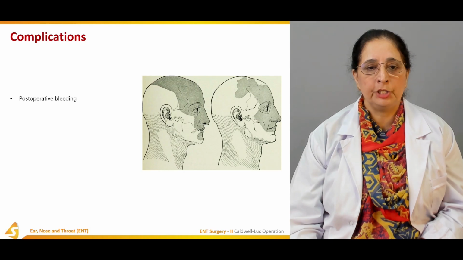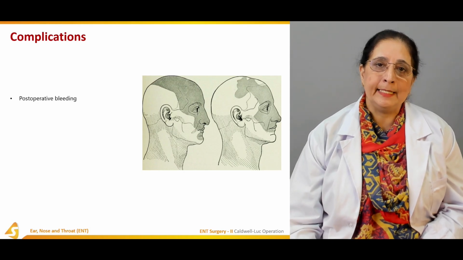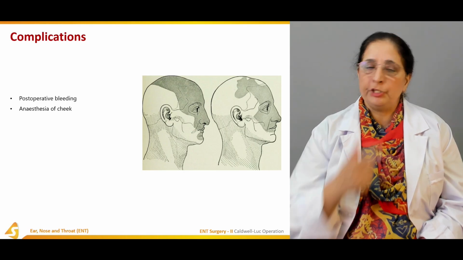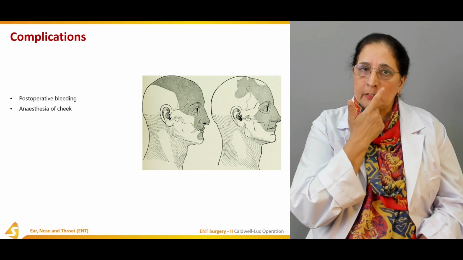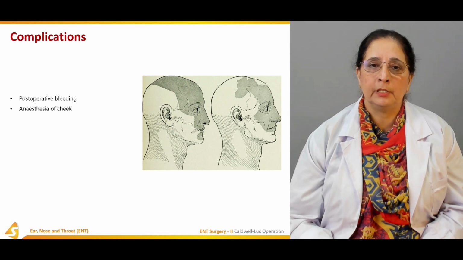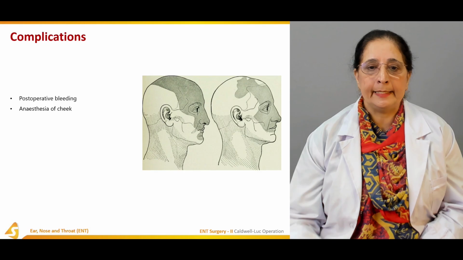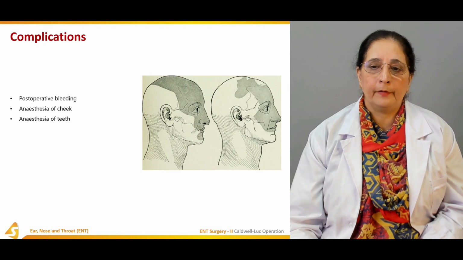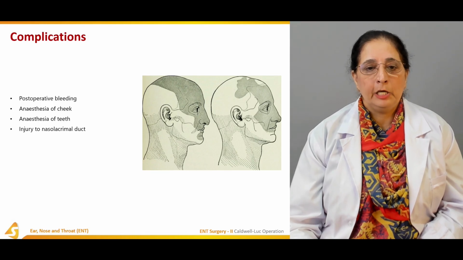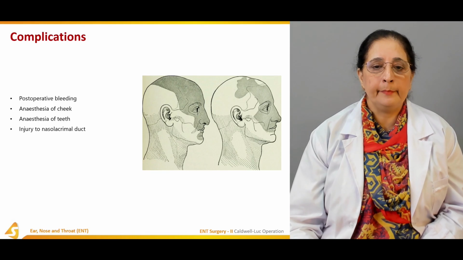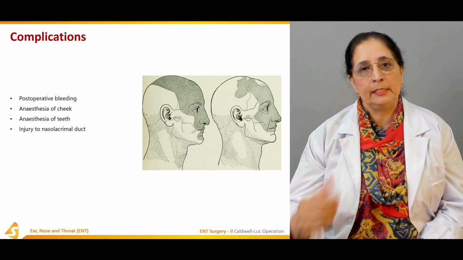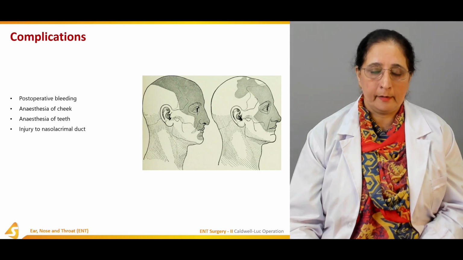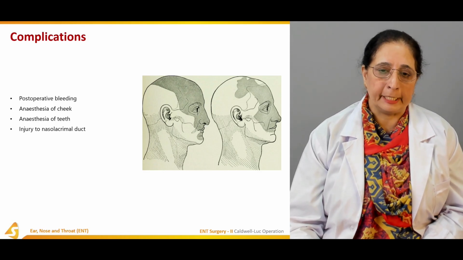Complications of the procedure: post-operative bleeding, as with inferior antrostomy, and anesthesia of the cheek. Usually there is numbness of the cheek because of the procedure performed. So there is anesthesia of the cheek. Anesthesia of teeth. Injury to the nasolacrimal duct, which is the duct through which the tears come out. Injury to that duct can also occur as a complication.